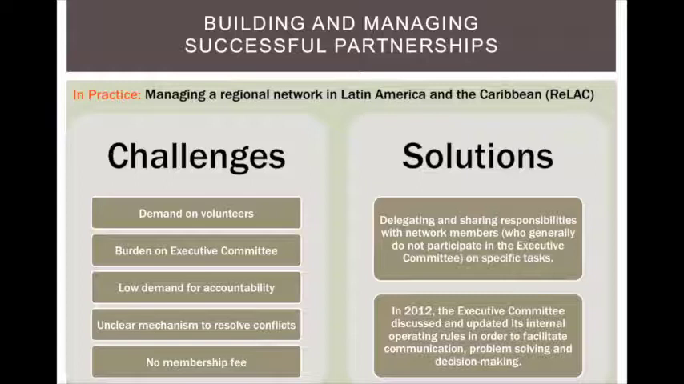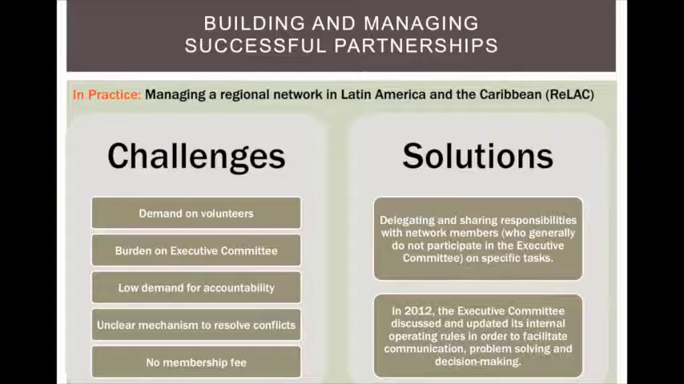The RELAC, the regional network in Latin America and the Caribbean, had some significant challenges as it started forming and organizing itself. The demand on volunteers made it hard for people to keep involved in a steady way. The burden on the executive committee was excessive. There was low demand for accountability, so people started to take some initiatives that weren't completely agreed to by everybody else. And there was an unclear mechanism to resolve conflicts and disagreements. Finally, they were resource strapped as they had no membership fee.